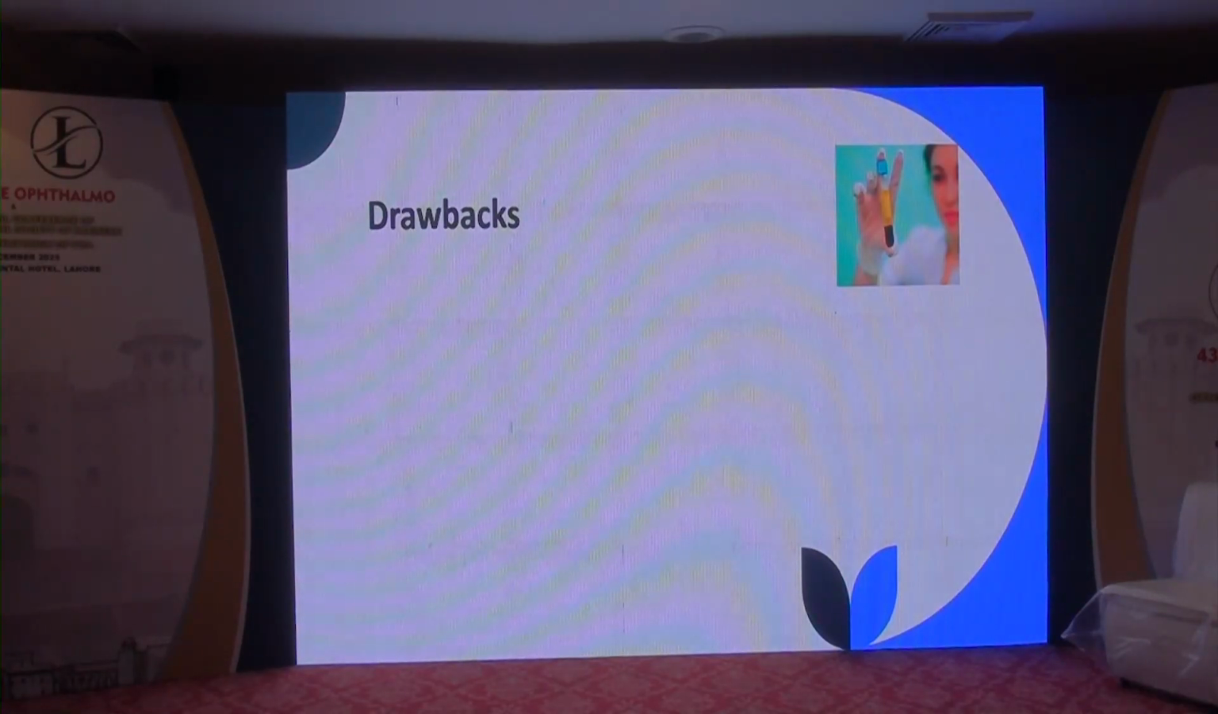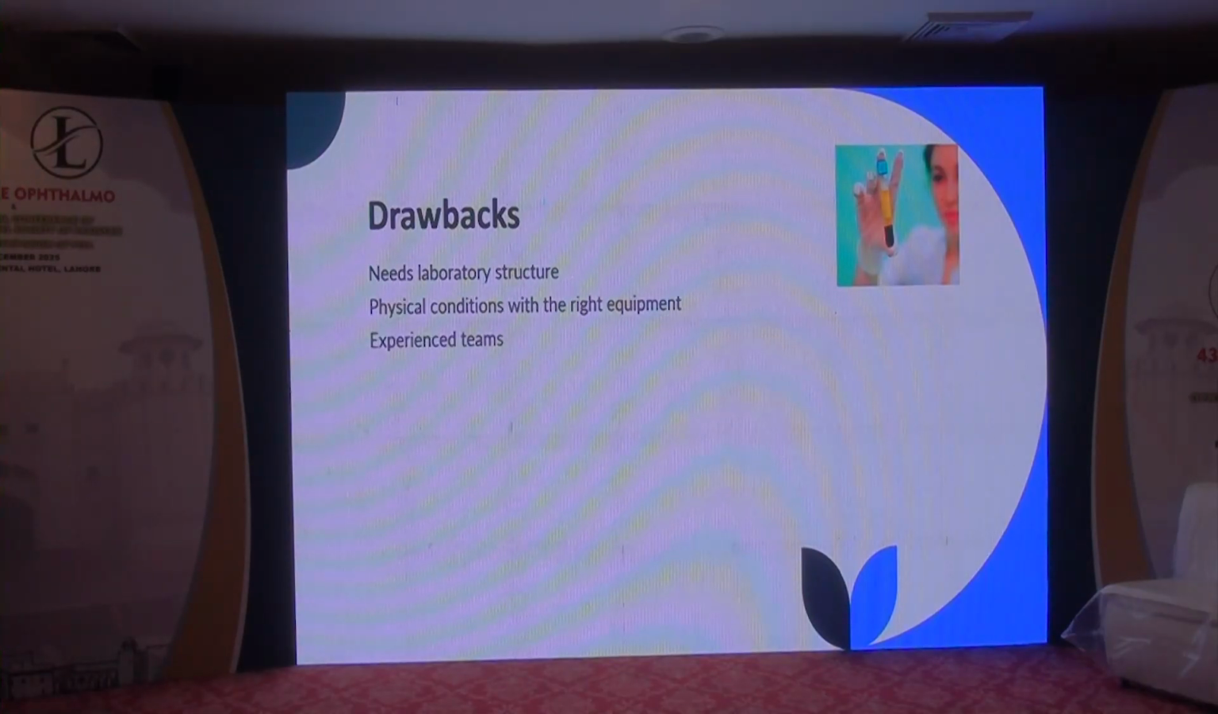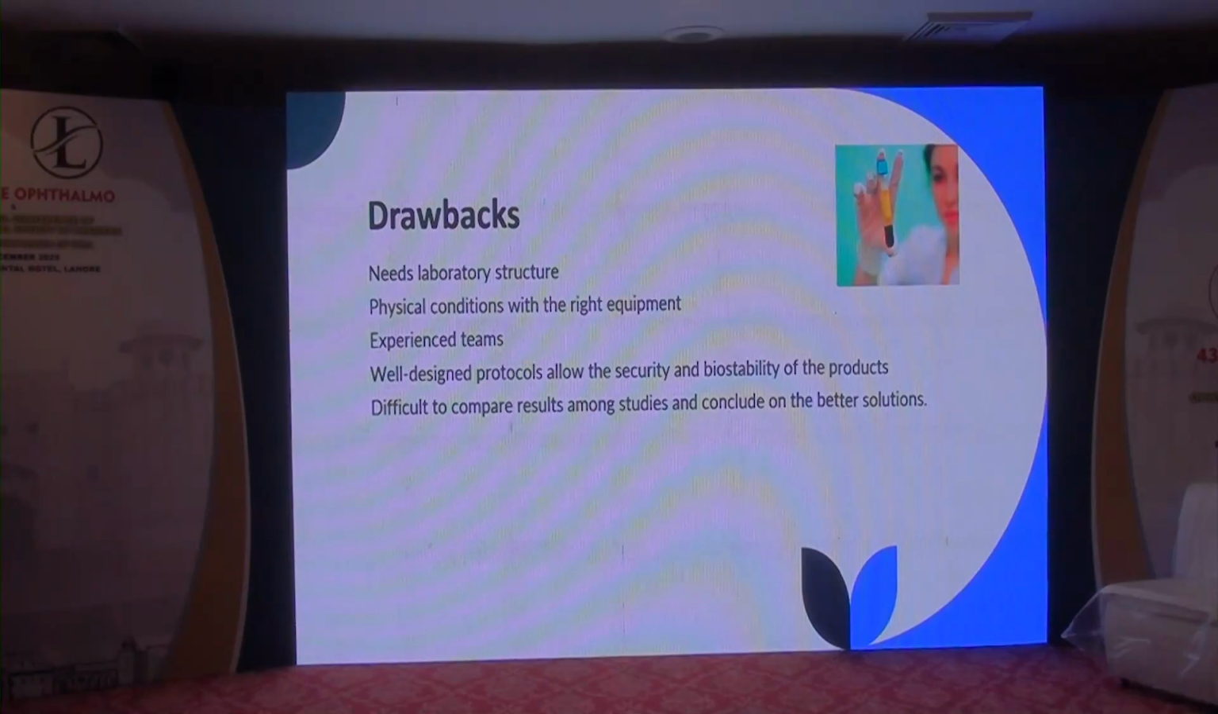Now, there are obviously drawbacks, and one of the reasons why it was met with skepticism was because it needs a proper laboratory structure, which a lot of clinics don't have. It needs physical conditions with the right equipment, experienced teams, well-designed protocols, because it is, after all, a biodegradable product. It is difficult to compare results among studies and conclude on better solutions, and we need to be aware of the concentration for the particular usage.